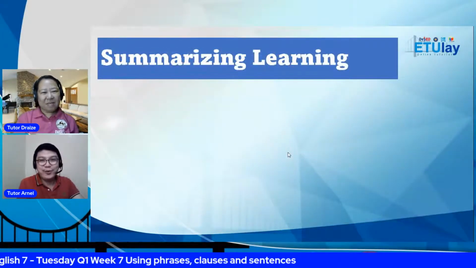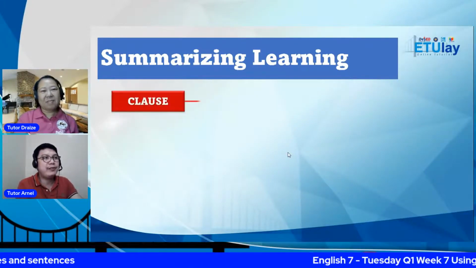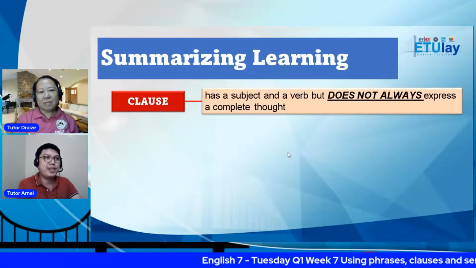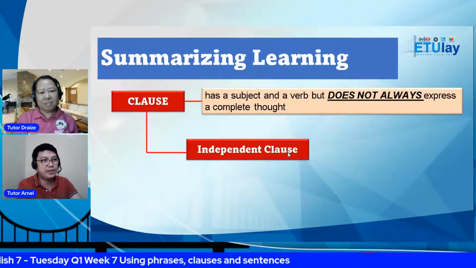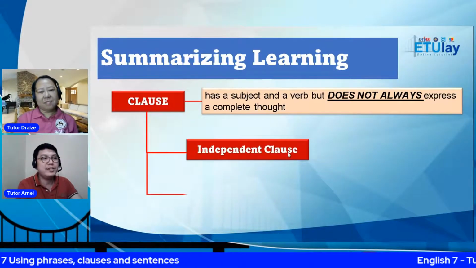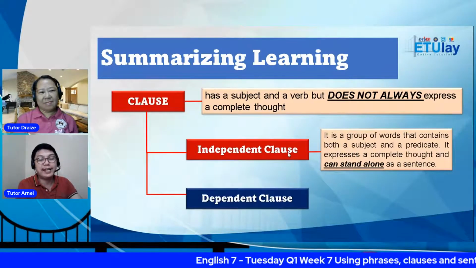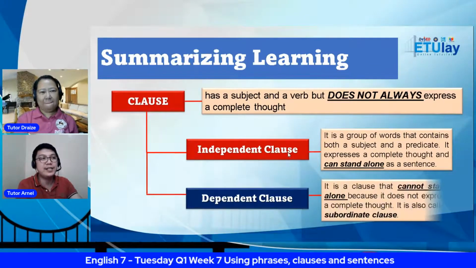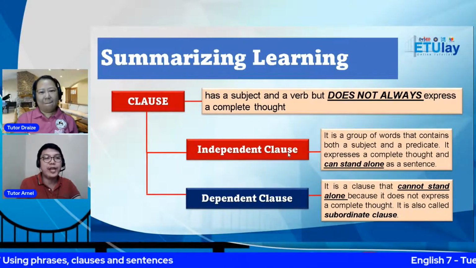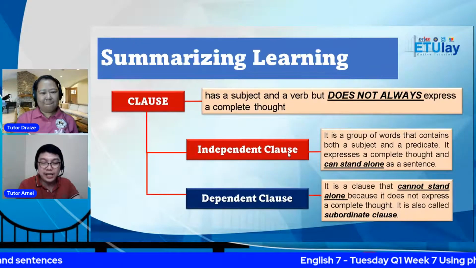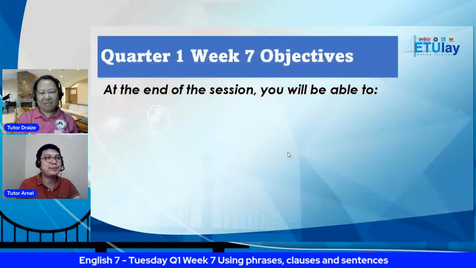All right, now we're down for summarizing learning. So let's sum up all of the things that we learned today. Students, never forget that a clause has a subject and a verb, but does not always express a complete thought because we have two types of clauses. The first type is independent clause and the other one is dependent clause. Never forget, students, that an independent clause can stand alone because it's simply called a simple sentence, and a dependent clause is a group of words that cannot stand alone, and it's always introduced by a subordinating conjunction. That's why it's called a subordinate clause. So never forget those things, students.